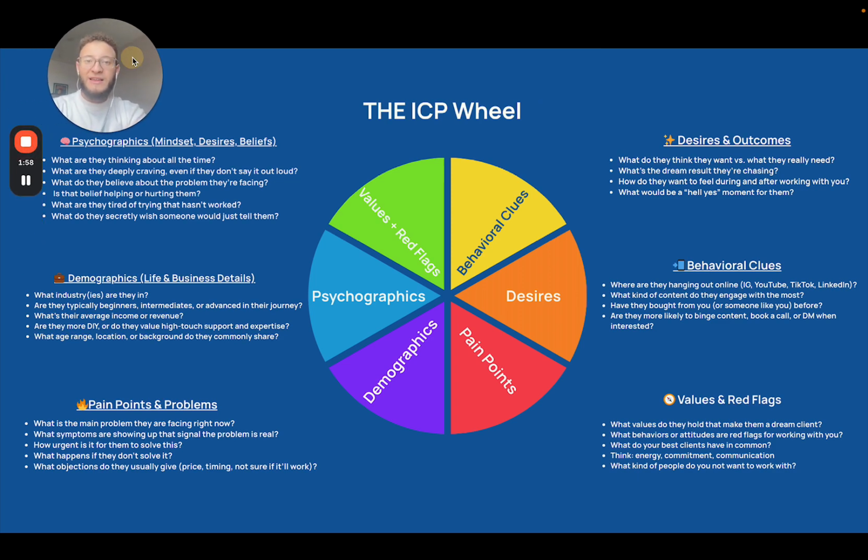The ICP Wheel is broken down into 6 parts. You have psychographics, demographics, pain points and problems, values and red flags, behavioral cues, and desires and outcomes. The best way that I've been able to use this exercise is to start from scratch. So imagine, for example, that you are a police sketch artist. I don't know what those people are called. And the person that you're describing is the person that you want to serve. We're going to literally dissect these 6 components to create an image so clear that even a blind person can draw this person from scratch.